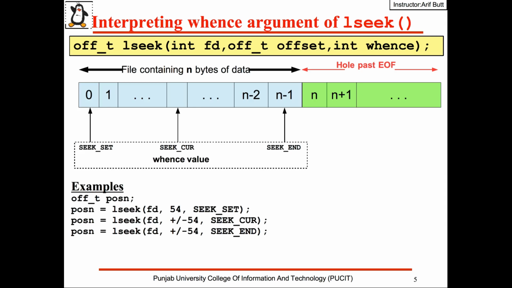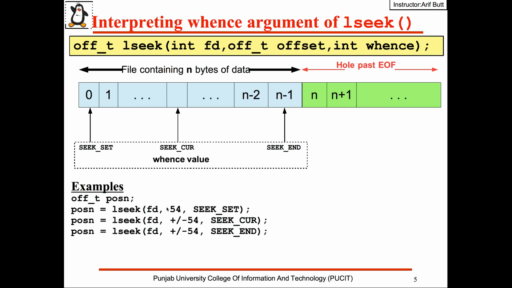This pictorial view describes how lseek works. Suppose this is a file in front of you, a linear view of the file that is having n bytes of data starting from byte position 0 to n-1. If you want to move the current file offset with reference to the start of the file, you give the whence argument to lseek as SEEK_SET.